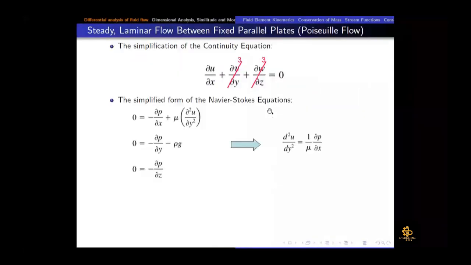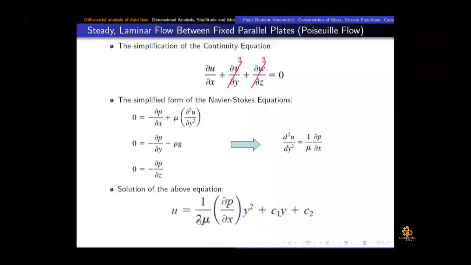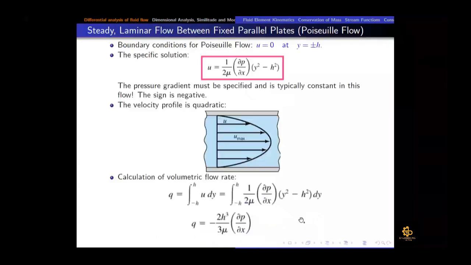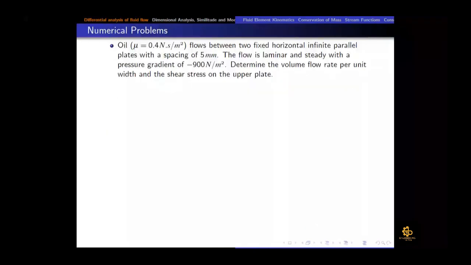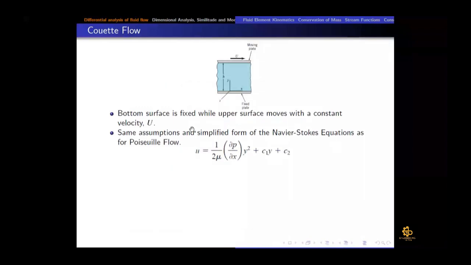The general solution would be the same, which is written here: u is equal to 1 upon 2 mu partial p by partial x y square plus c1 y plus c2. So the bottom plate is fixed while the upper plate moves with a constant velocity U, which is the Couette flow. The same assumptions and simplified form of the Navier-Stokes equations apply as for the Poiseuille flow. So u is equal to 1 upon 2 mu partial p by partial x into y square plus c1 y plus c2.